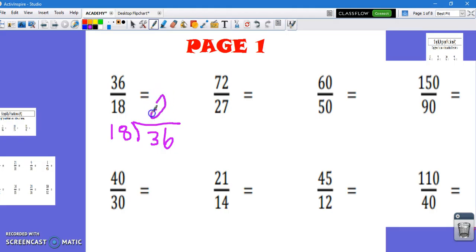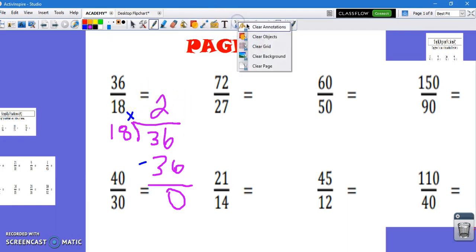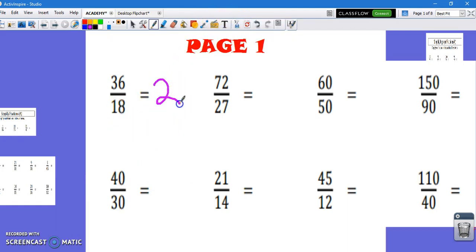That will give me 2. Notice that you did not have a decimal here, so that's a good thing. So take that 2, and then what's the next step that we do? We multiply. So 18 times 2, right, is 36. And what do we do with this? We subtract, okay? So when we subtract, you see we have 0. If you don't have a remainder, there's no fraction to it. It's just the whole number. So my answer here, final answer for this one, is simply going to be 2.